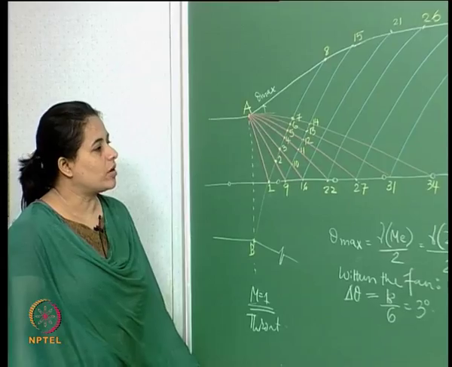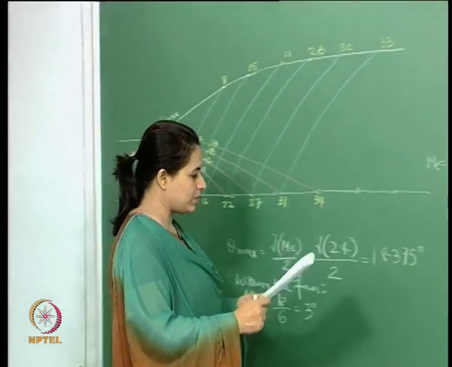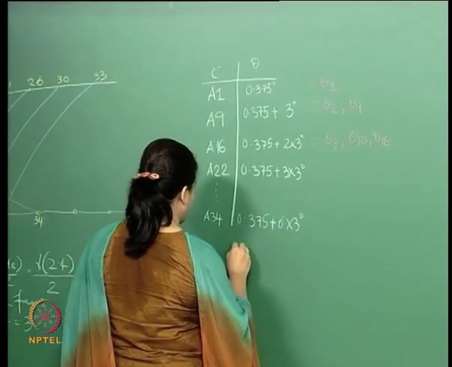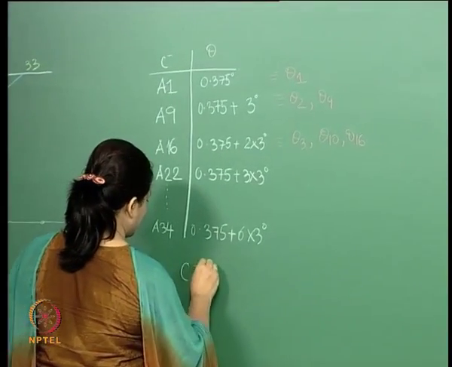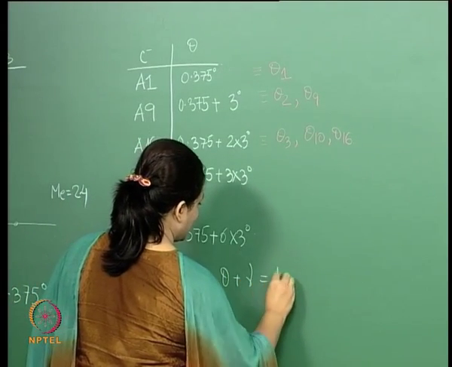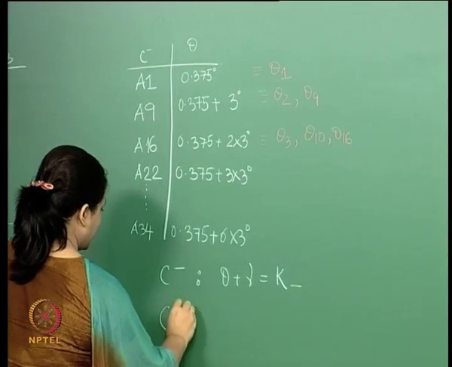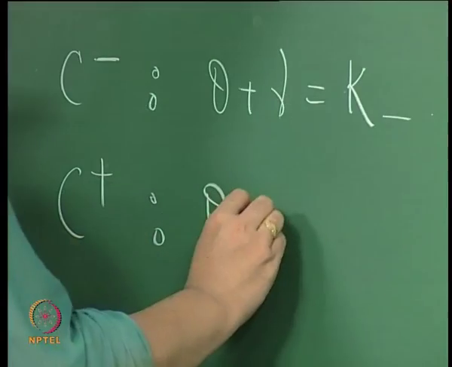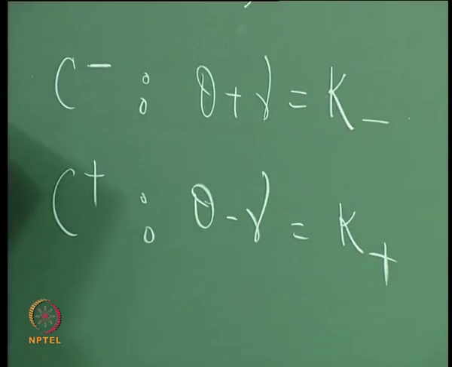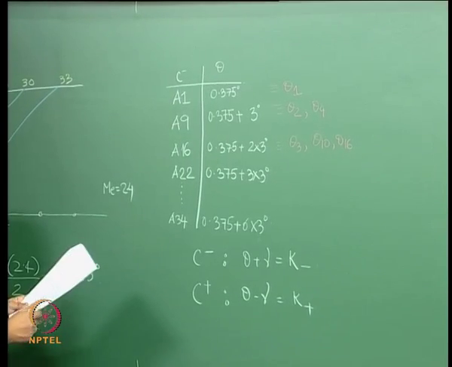Having done that, what we are going to do now is apply our compatibility equations. What we saw from last time is that for C minus characteristics, we have theta plus mu equal to a constant, and for C plus characteristics we have theta minus mu equal to a constant, right.